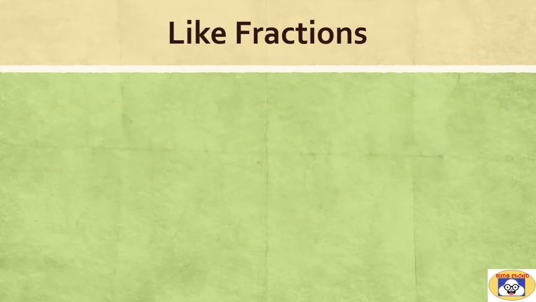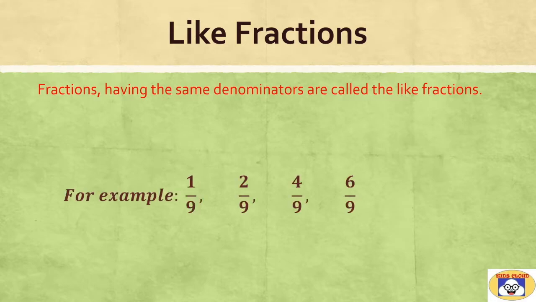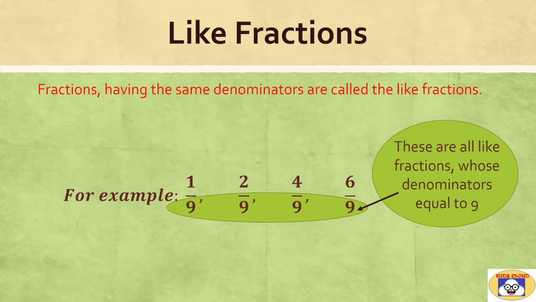Can you guess what kind of fractions these are? As the name indicates, something is similar in these types of fractions. Fractions having the same denominators are called like fractions. For example, 1 by 9, 2 by 9, 4 by 9, 6 by 9. These are all like fractions whose denominators are equal to 9.